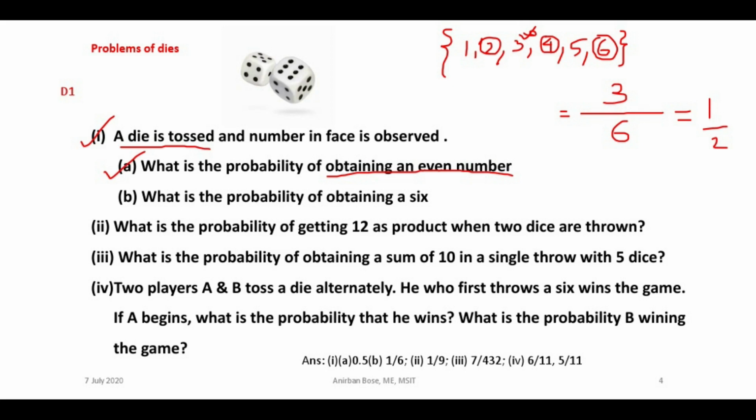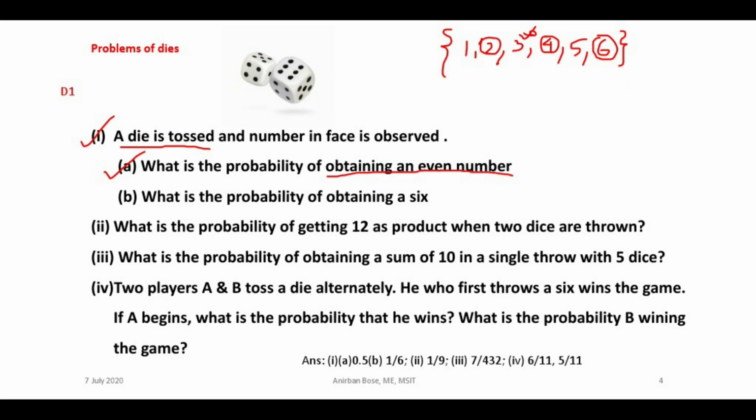Now the second part, what is the probability of obtaining a 6? Again the random experiment is the same. So total possible outcomes is 6. Now how many 6s are there? Only one 6 is there. So favorable to this event is 1. So the answer is 1 by 6.